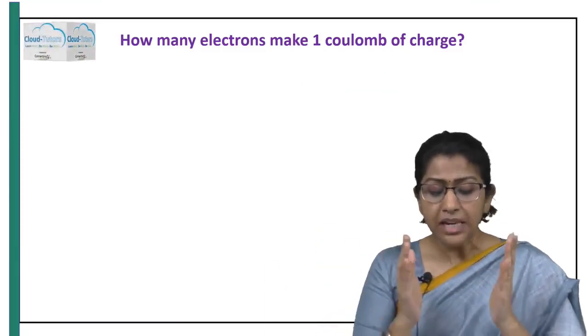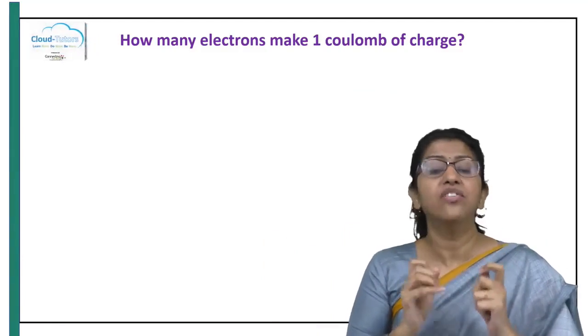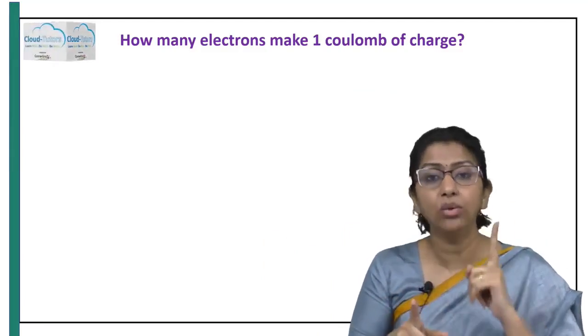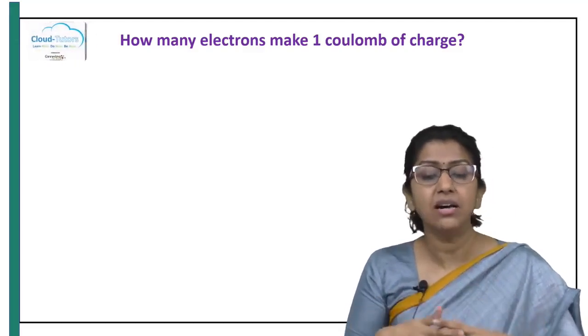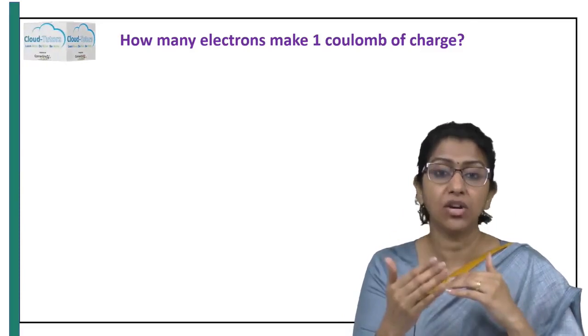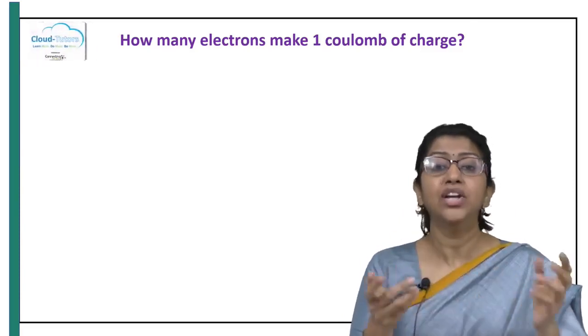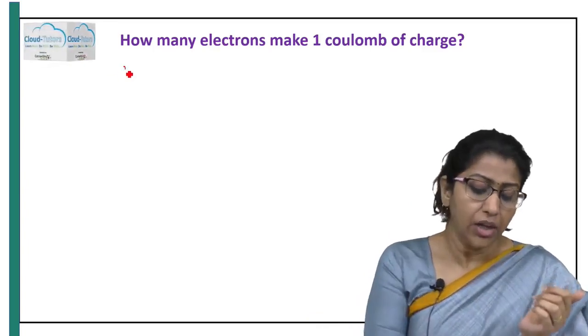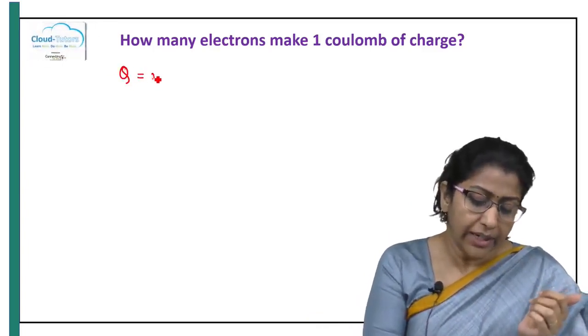Now let's look at the first example: how many electrons make 1 coulomb of charge? If I say a particular object has Q coulombs of charge, how many electrons does it take to make Q coulombs of charge? As we have written in the formula already, Q is equal to N into E.